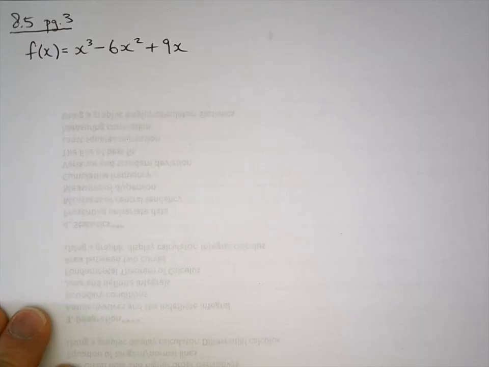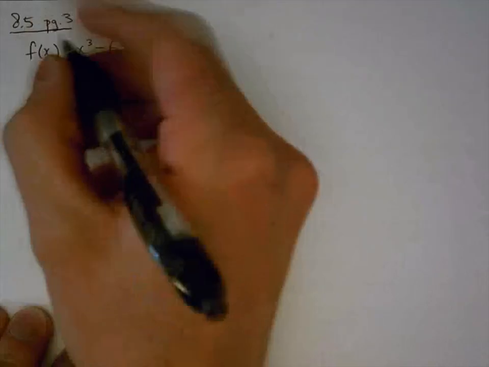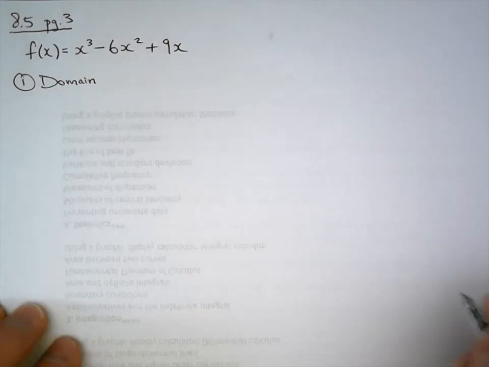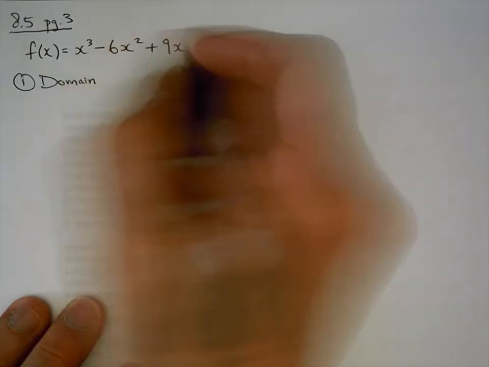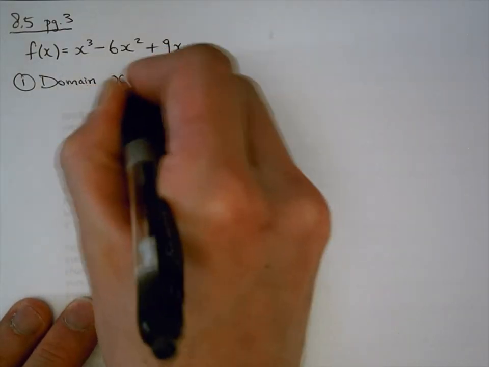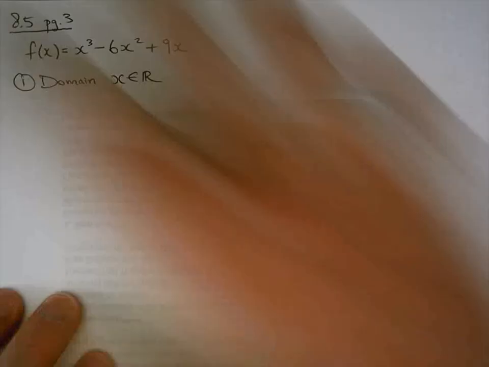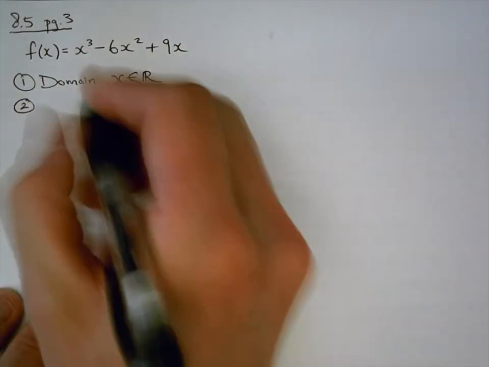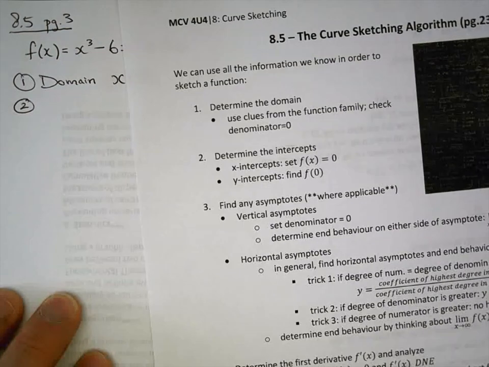Okay, let me go to my checklist and we'll do step one at a time. So the first step, determine the domain. Take lots of space here. Don't try to cram in your work. You're an artist with a blank canvas. This is a polynomial function, so we know that there is no restriction on the domain. X belongs to all real numbers, so you know the function is going to go on forever to negative and positive infinity.